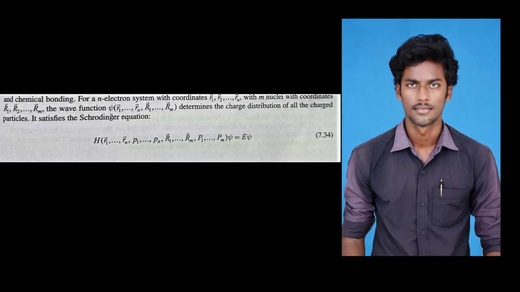We can't measure the state of the electron more precisely, but using quantum mechanics, one can say where the electron is likely to be and the energy of the electron. For an n electron system with coordinates small r1 to small rn, with m nuclei with coordinates uppercase R1 to uppercase Rm, the wave function psi of small r's and capital R's determines the charge distribution of all charged particles. It satisfies the Schrödinger equation.